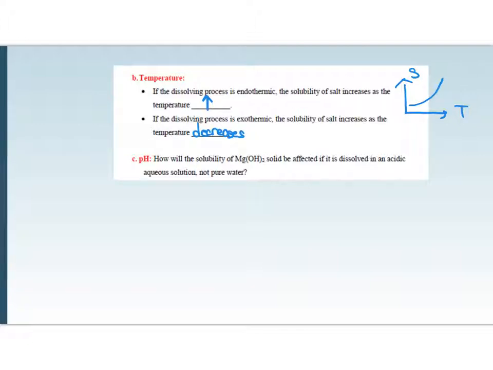So in this case, you're going to have a graphic just like this indirect ratio graphic. What about the effect of pH? Now I'm going to explain this effect with the help of a question. How will the solubility of magnesium hydroxide solid be affected if it is dissolved in an acidic aqueous solution, not pure water? Now let's say that this is the equilibrium of magnesium hydroxide in water.